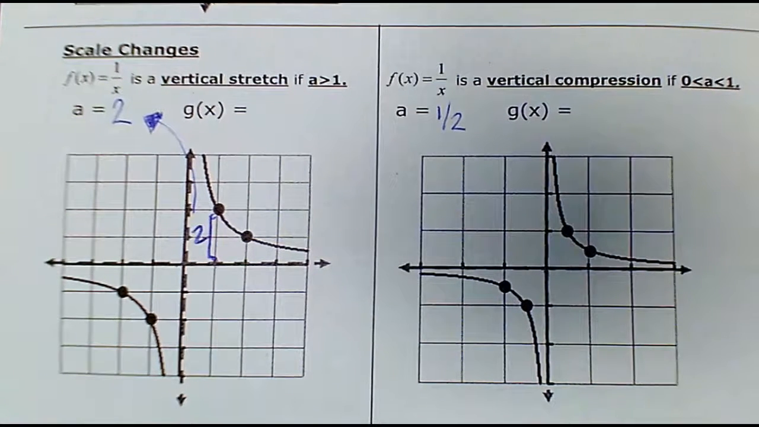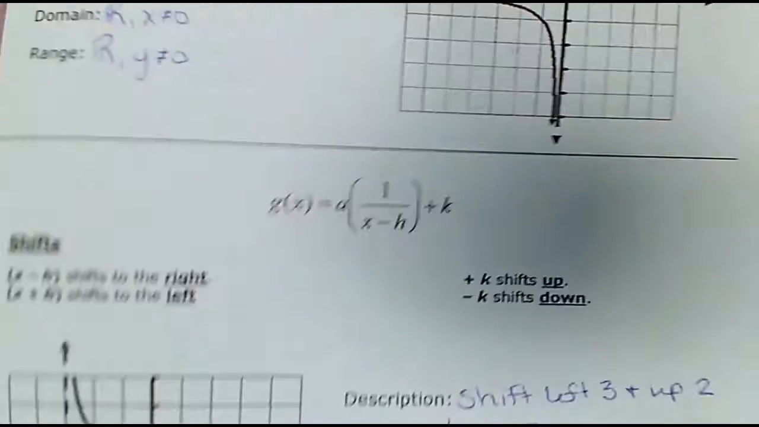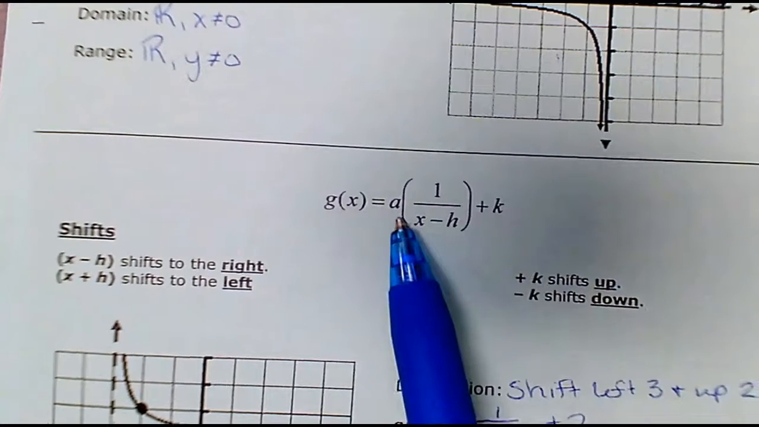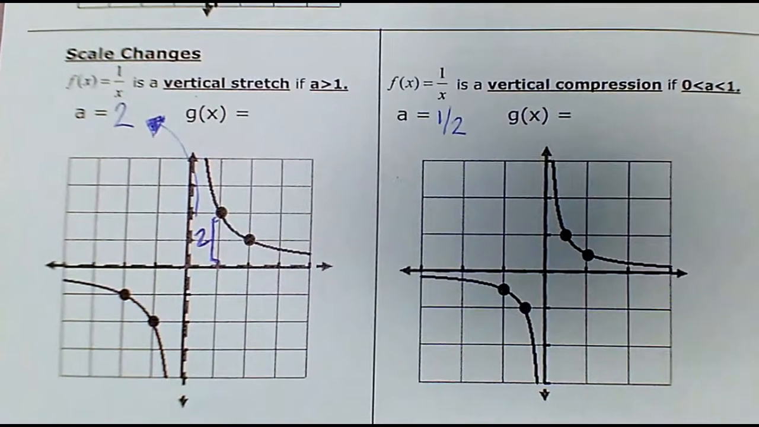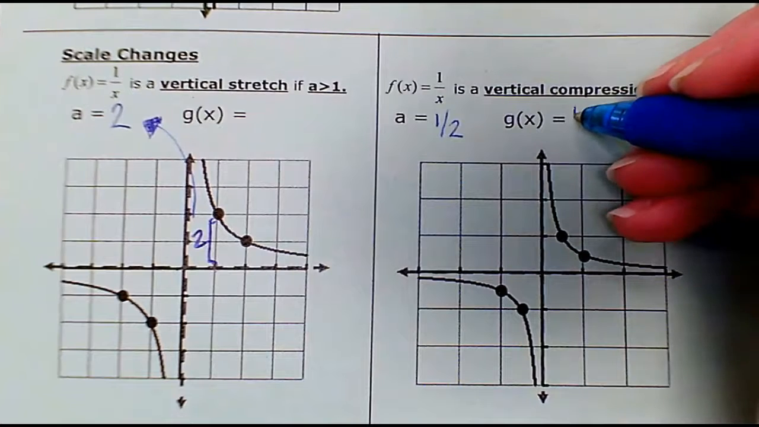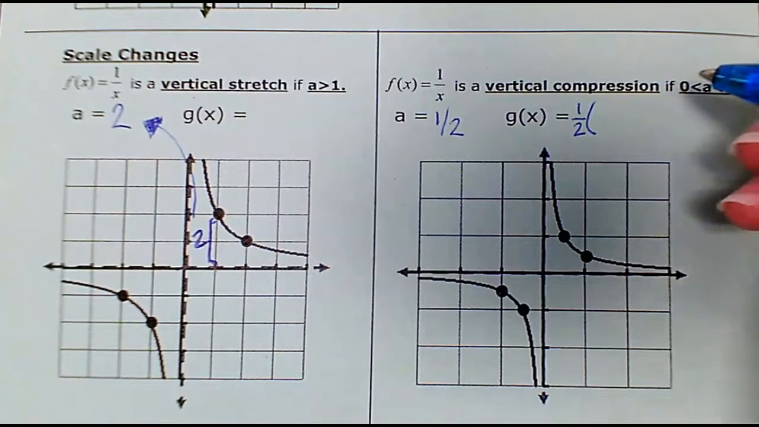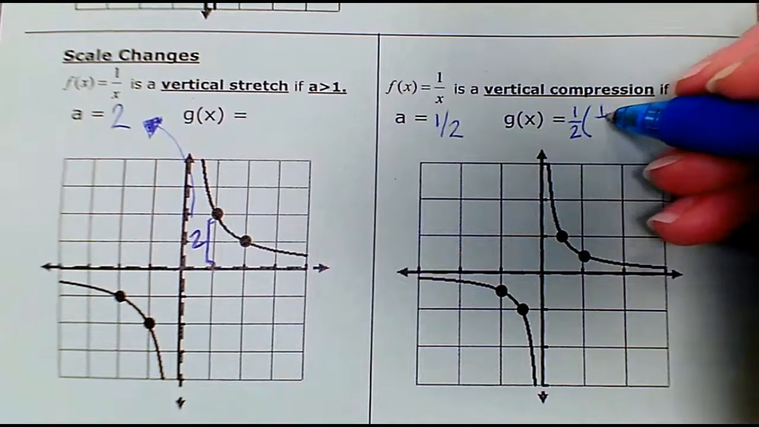So if my a value is a half, and my a value needs to show up in the front, then raise your hand if you can tell me how I can write my transformed function g of x. Yes, sir. What is the function? 1 over x. Good.